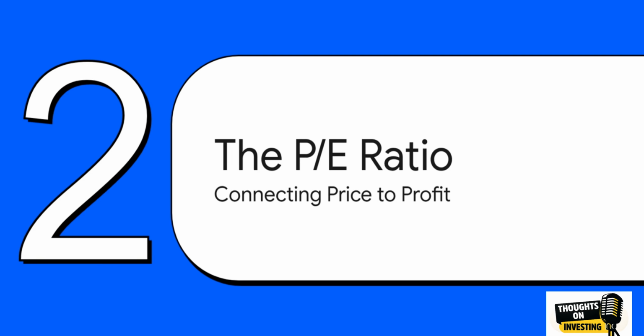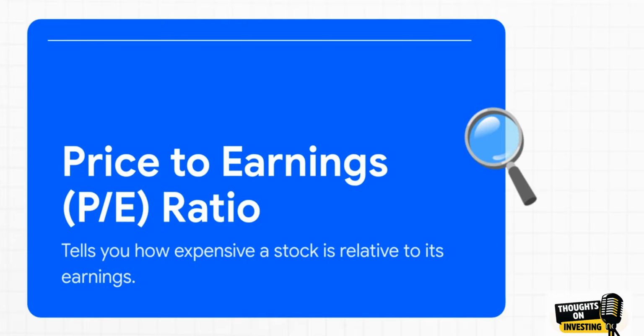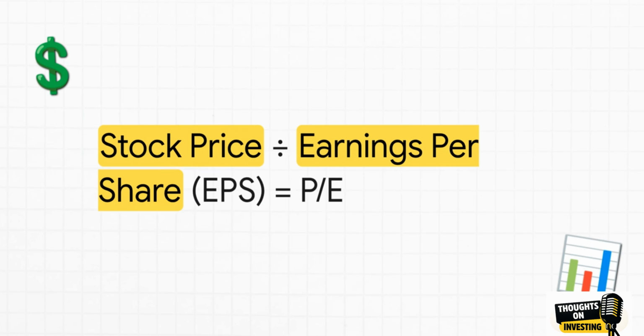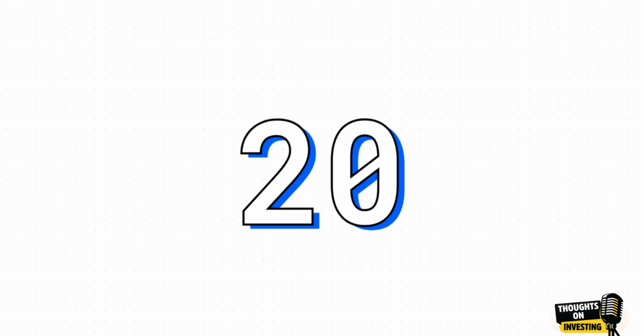Okay, next up, understanding the PE ratio. Now that we know how to measure profit per share, let's connect that profit to the stock's price. The price-to-earnings ratio, or PE, is probably one of the most famous metrics in all of finance. All it does is give you a quick way to gauge how expensive a stock is by comparing its price tag directly to its earnings. And once again, the formula is super straightforward. You just take the current stock price and divide it by that earnings per share number we just figured out. For example, if a stock is trading at $100 a share and its EPS is $5, well, 100 divided by 5 gives you a PE ratio of 20.